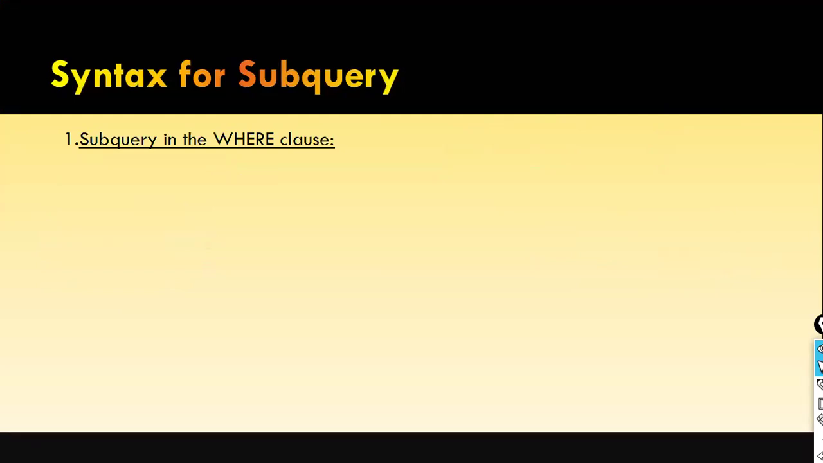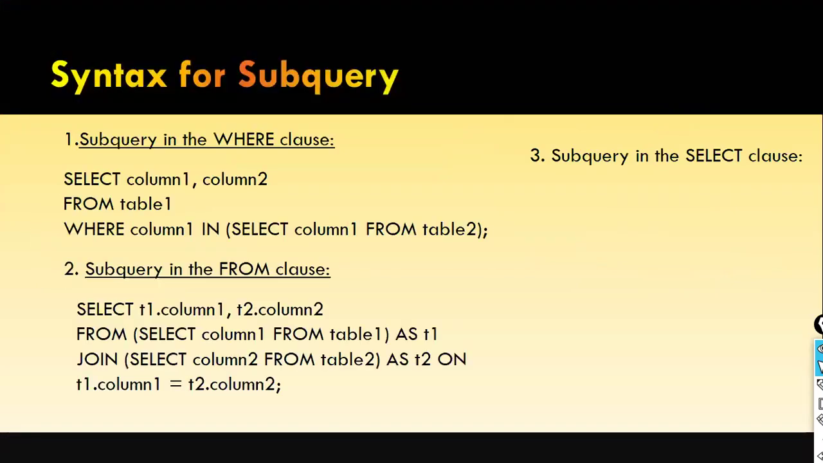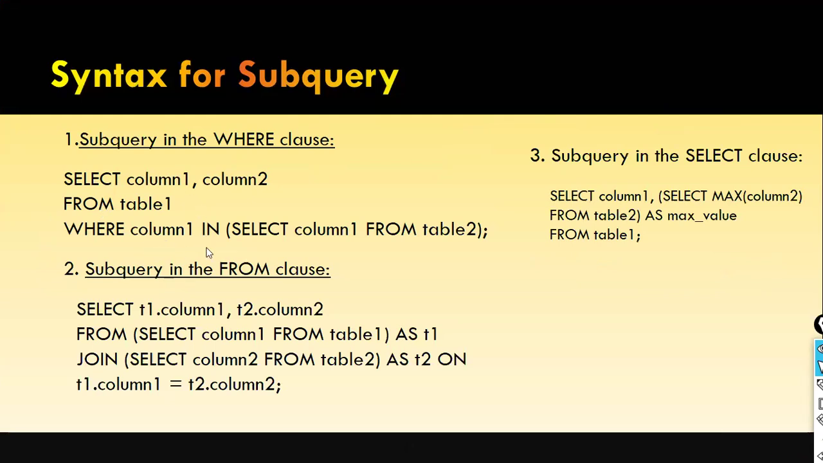So, there are different types of subqueries. Before that, we will see where all we can use a subquery. In the where clause, you can specify the column name and use a subquery in the IN clause. You can also use a subquery in the from clause, and even in the join clause. And in the select list itself, you can use a subquery.